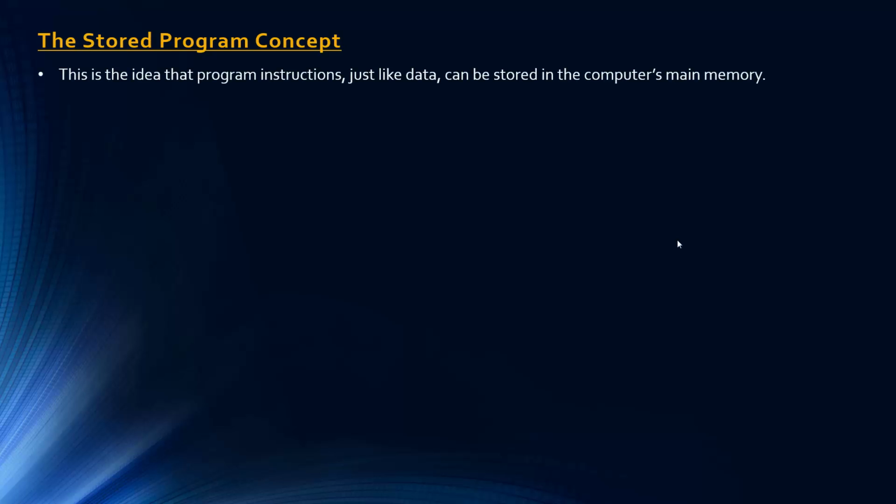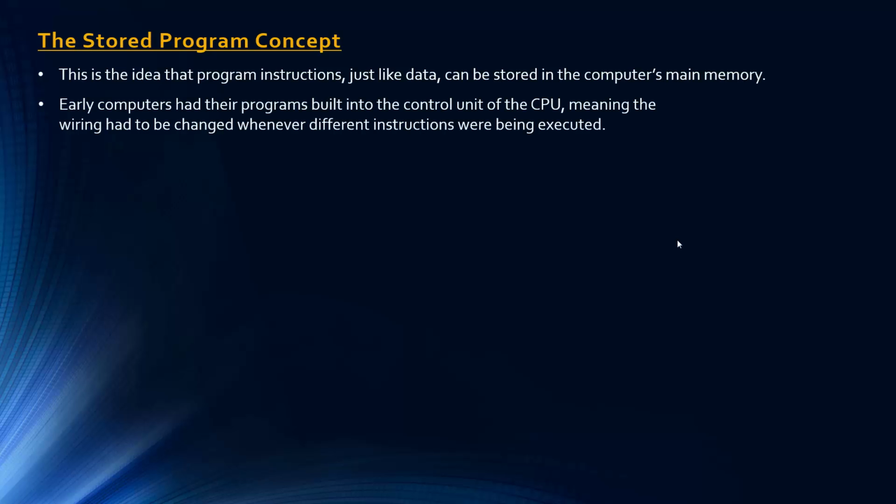Okay, let's move on to look at something called the stored program concept. This is the idea that program instructions, just like data, can be stored in the main memory. And this may seem like a very obvious idea. It's not just data that's stored in memory, it's instructions of programs too. But actually, early computers had their programs built into the control unit of the CPU. And that meant that wiring had to be changed whenever different instructions were being executed. So if you built a computer that did one program, you couldn't then just load another program, you'd have to change the actual wiring, and that'd be a nightmare.